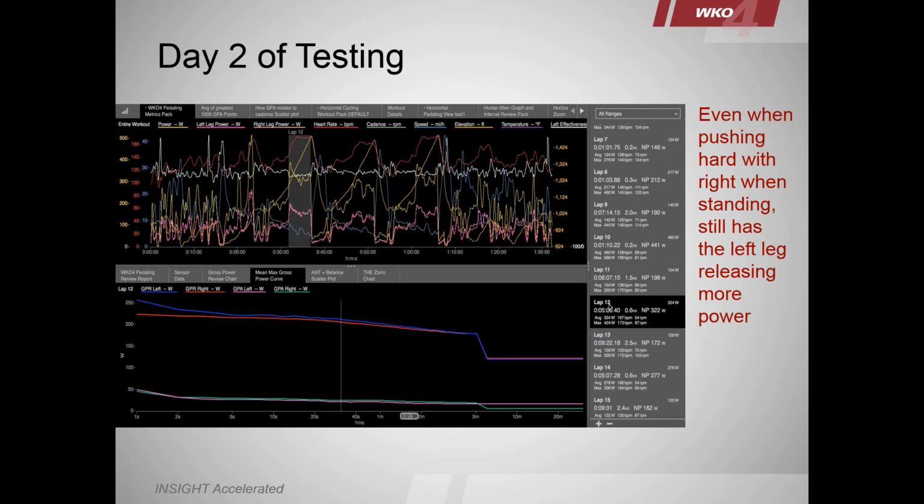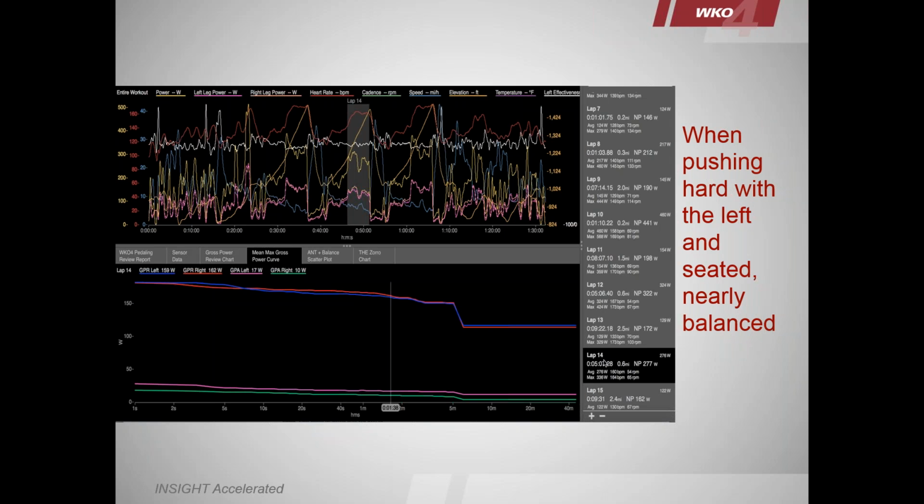Now the absorption rate didn't really change much. They're pretty much identical within a watt or so of each other, so really didn't change much on that side of it. Okay, so let's look at the next slide, please. So now we have day two seated. Okay, so this is, remember, day one seated, the right leg released more power, the left leg released less power. So now we're going to push hard on the left leg. Okay, overemphasize that left leg, see if we can balance it out. And so that's what happens here.